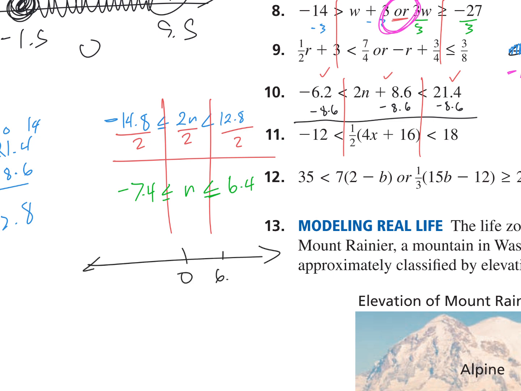0's in the middle, 6.4, -7.4. We have a closed dot and a closed dot, and it is shaded in the middle because this is an and. And also, you could check that math if you wanted to. Numbers that are bigger than -7.4 are that way. Numbers that are less than 6.4 are this way, and that's the overlapping part.